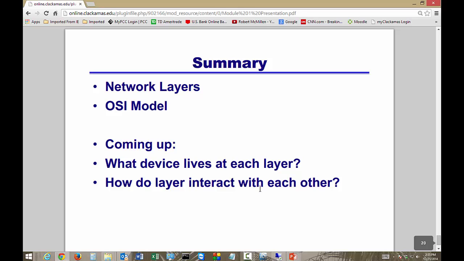So to summarize, we talked about the network layers, the OSI model, and coming up we've got what device lives at each layer, such as the routers live at the network layer, and how do they interact with each other. So they'll be coming up in future modules, and stay tuned for module 2, and thanks for joining.